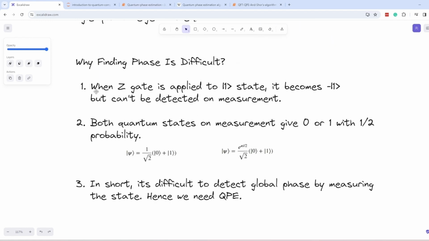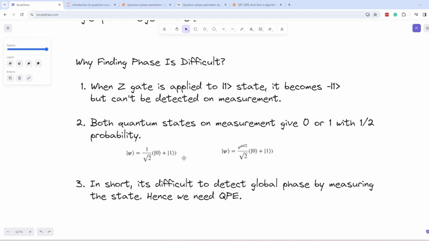Consider a case when the Z gate is applied to the one state, then it becomes -1. Now when -1 is measured, this global phase of -1 is just lost, and we just see the 1 in the output. So after seeing the measurement, we could not figure out if the input was 1 before measurement or -1. Similarly, we have these two states, and if measured, they will either collapse to 0 or collapse to 1 with probability of half, or 50-50% chances.